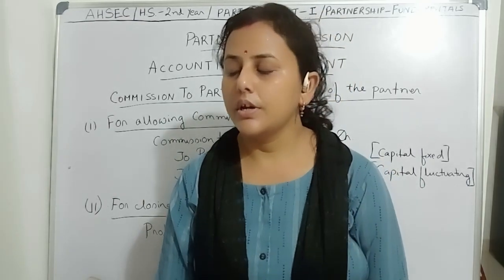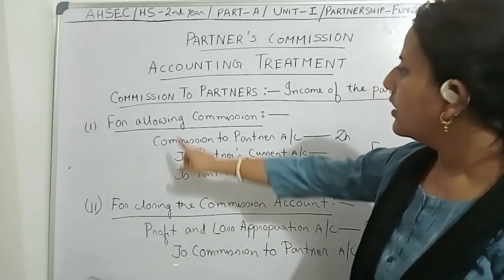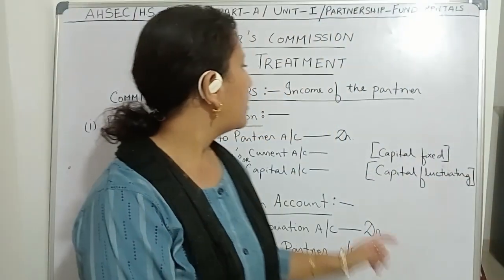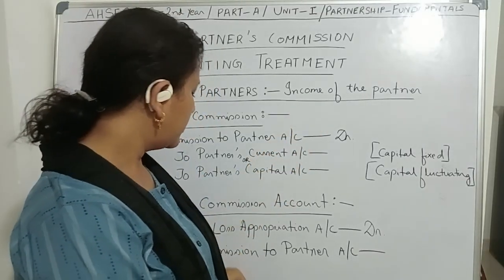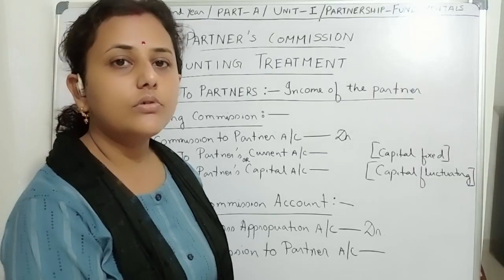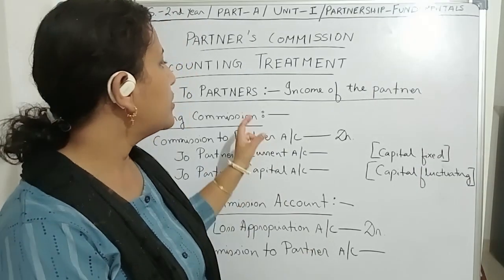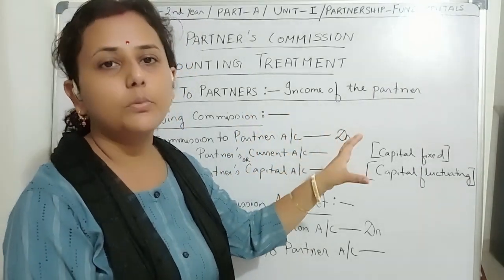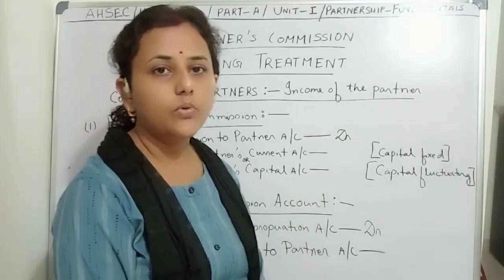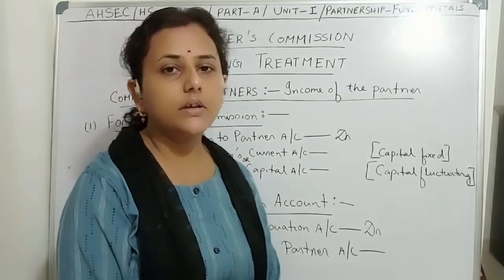Okay. So here you just see commission to partners. Commission to partners is an income of the partner. Yes or no? The partners will receive commission, so that is an income of the partner. Now what entry is passed?